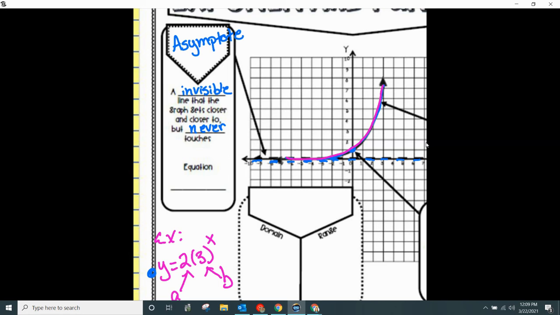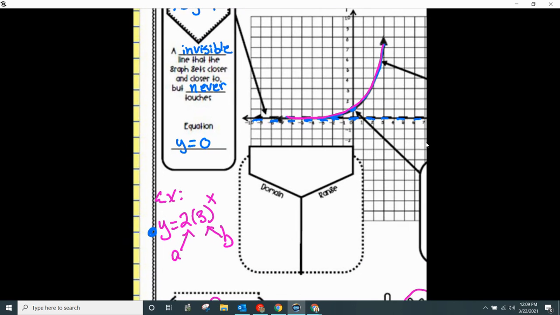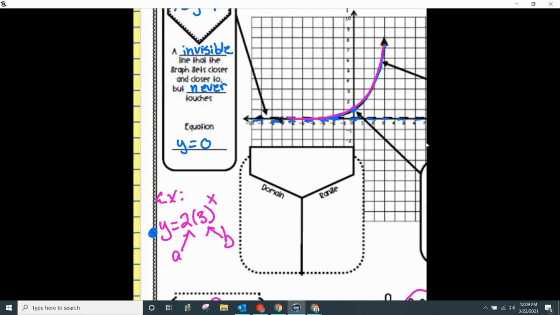So for the parent, the equation for this one right here is y equals 0, because notice this dashed line is going through 0 on the y-axis. So you always look at where the graph is getting really close to on the y-axis. So it's always a y equals equation. Okay, so the next thing that I would like to talk about is domain and range.